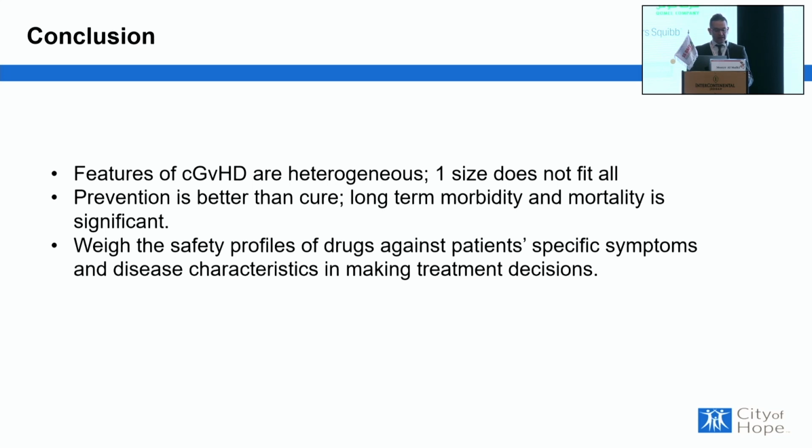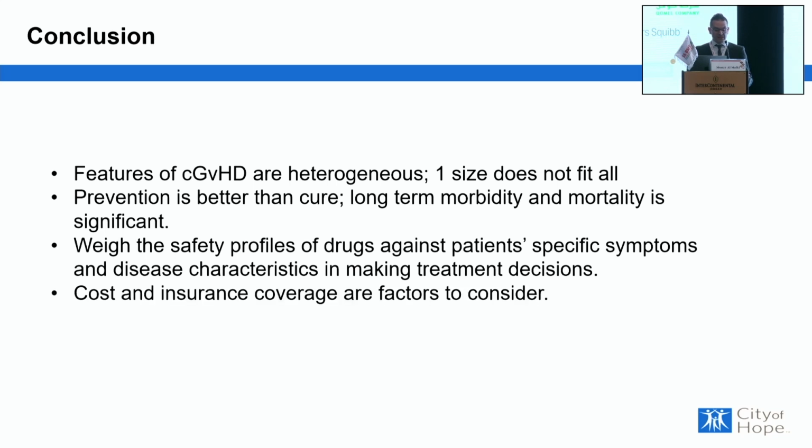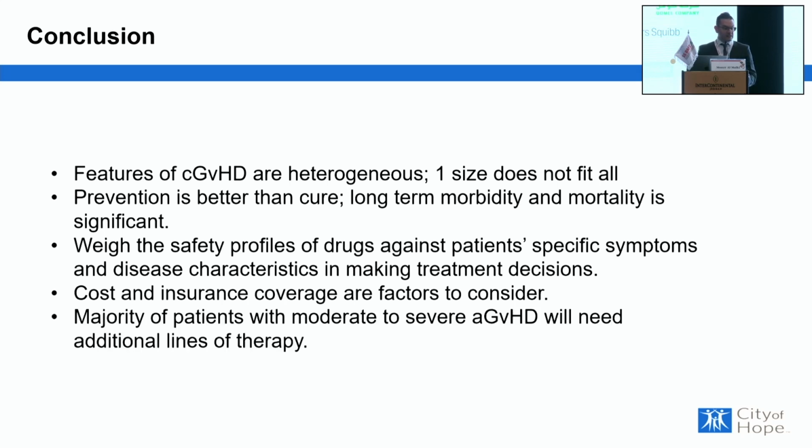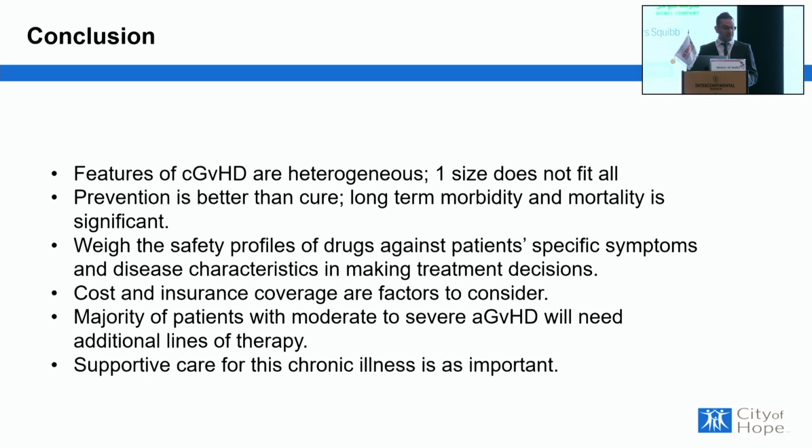Weigh the safety profile of the drug against patient-specific symptoms and disease characteristics in making treatment decisions. And cost and insurance in different countries are factors to consider. The majority of patients with moderate to severe chronic graft-versus-host disease will need additional lines, and steroids will not be enough. And supportive care in this chronic illness is very important.